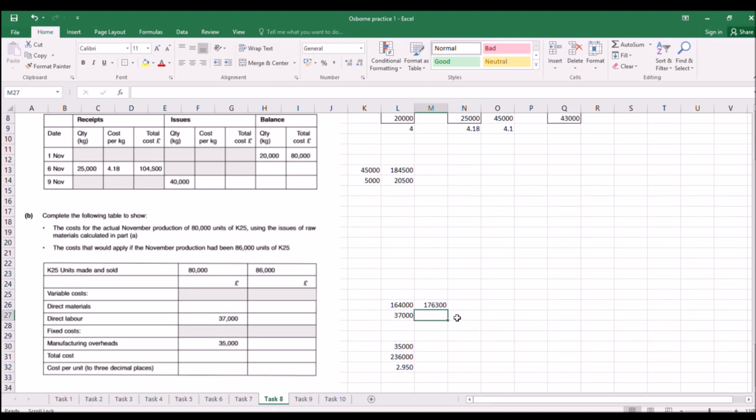The direct labour then would be multiplied up again. It would take longer, so we're going to multiply that by 86,000 and divide it by 80,000, or 86 and divide by 80, and that's going to be our labour costs, because these are our variable costs in here, so they're going to vary. The manufacturing overhead is going to stay the same, because we're going to say that's a fixed cost. That gives us our total costs as being that figure, and then we divide this not by 80,000, which is there, but by 86,000. There.